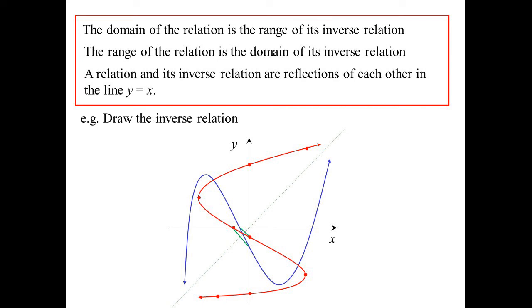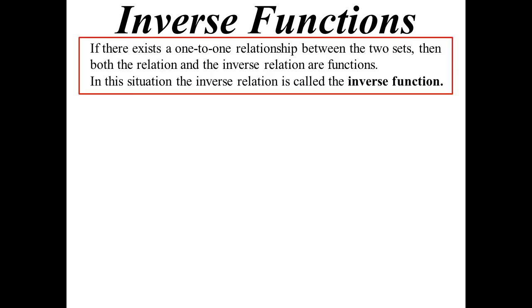Our new thing is not a function, mind you, and that's why we call it the inverse relation, not the inverse function. So what are inverse functions then? If there exists a one-to-one relationship between the sets, then the relation will be a function and the inverse relation will end up being a function as well. So when we have that situation, we don't call it an inverse relation, we actually call it an inverse function.